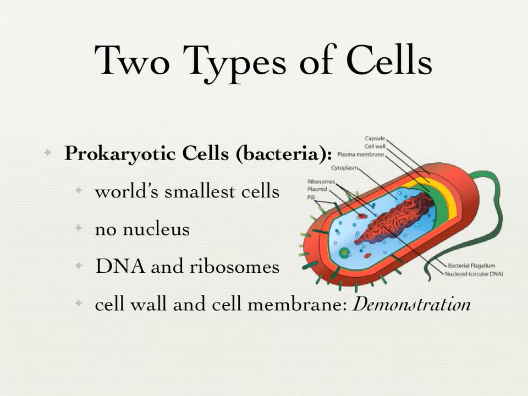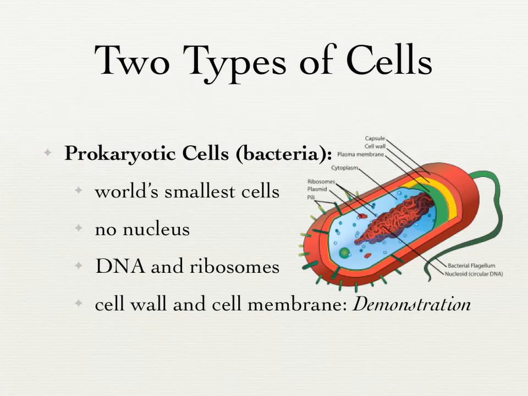There are two different types of cells, and these are kind of broad, overarching types. There's prokaryotic cells, and then there are eukaryotic cells. Prokaryotic cells, these are bacteria, and they're pretty neat. They are the world's smallest cells. They don't have a nucleus, but they do have that hereditary material, that DNA that we talked about before. They have a cell wall and they have a cell membrane, as you can see in that picture there on the right.